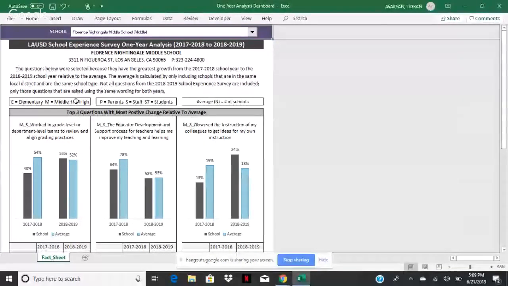Over here, you have the legend for the questions. E is elementary, M is middle, H is high. Of course, here P is for parents, S is for staff, and ST is for students. The reason why this is here is because each question is prefaced with these two letters, indicating whether it's a middle school survey, elementary, or high, and also whether it's staff, student, or parent.